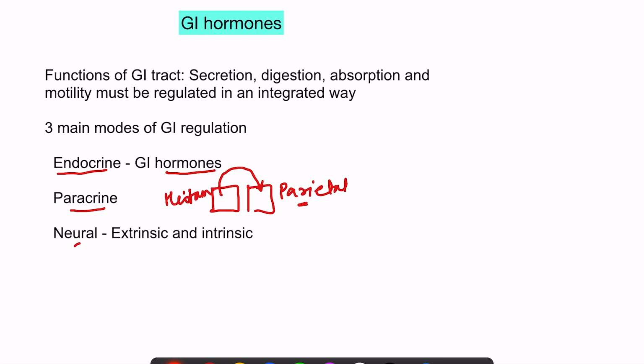Then there is neural, which has extrinsic and intrinsic influences. Now, these three modes, endocrine, paracrine, and neural, basically regulate the functions of the GI tract, that is the secretion, digestion, absorption, and motility. So, the main stimulus is when the food enters a particular region of the GI tract, and whatever is the function of that particular region of the tract, that is brought about by the release of these hormones.